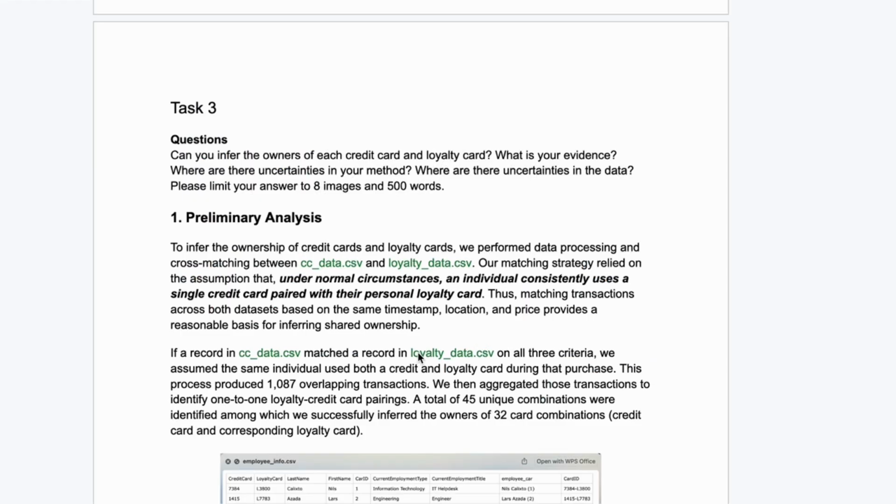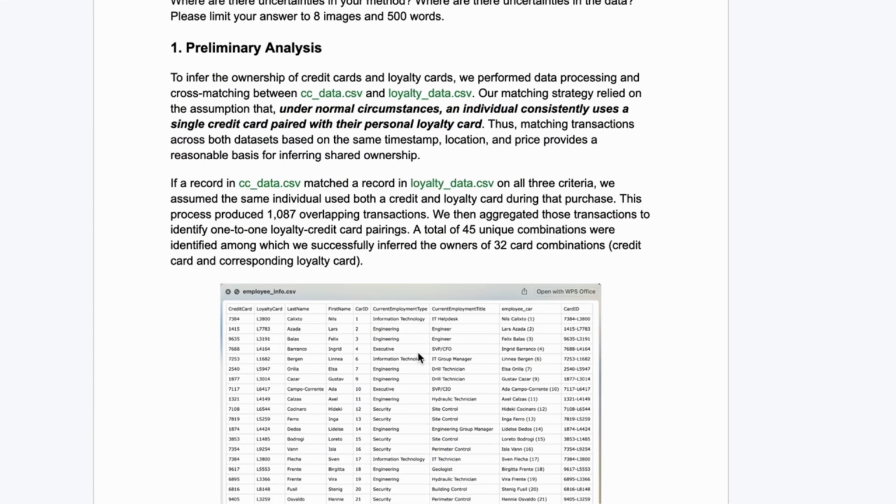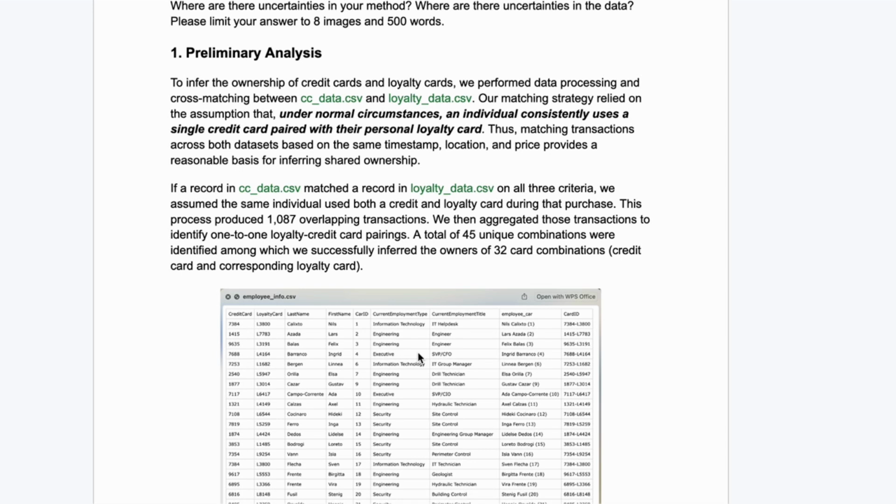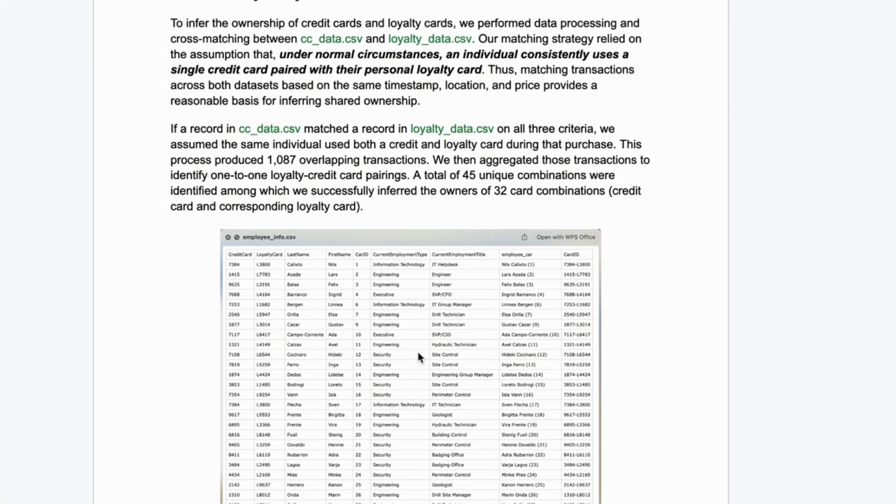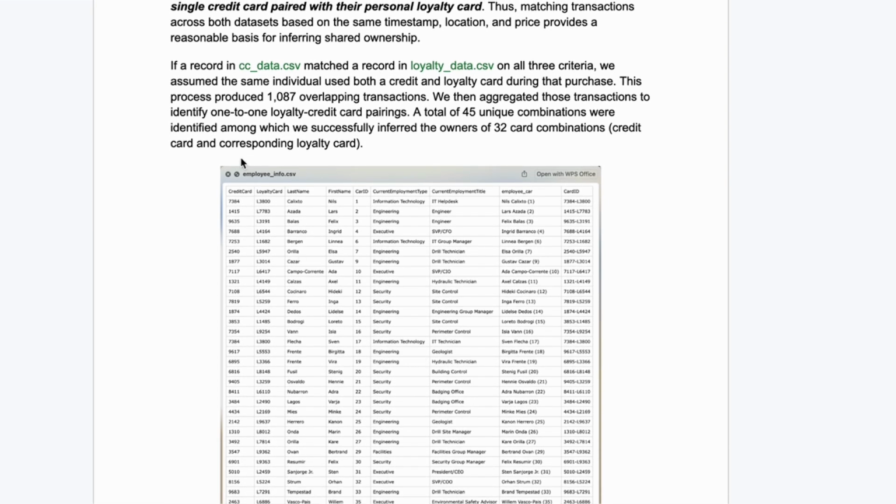Task number 3. We started by matching the credit card and loyalty card data based on their timestamp, location, and the amount spent in each transaction. The assumption here is simple: people usually use the same credit card and loyalty card together. Using this rule, we found over 1,000 matching transactions, inferred 45 card pairs, and confidently assigned 32 to specific employees, as you can see here in their employee info CSV file.